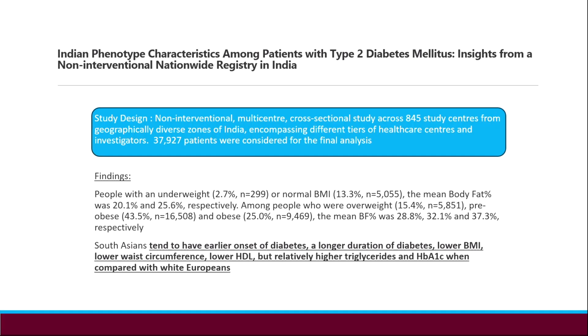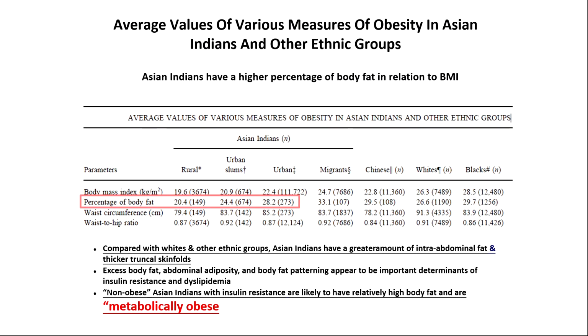Now, Dr. Srinivas Murthy also showed about the Indian phenotype characteristics. We tend to have earlier onset of diabetes, a long duration of diabetes, lower BMI, higher waist circumference, lower HDL, but relatively high triglyceride and HbA1c when compared to white Europeans. Now, SGLT inhibitors will bring down the triglycerides and improve the HDL as well. So that is another thing.